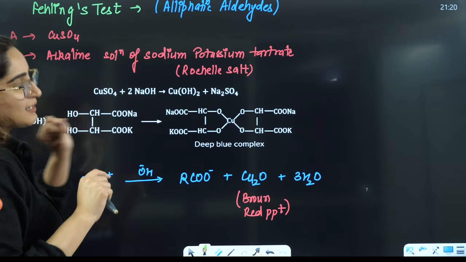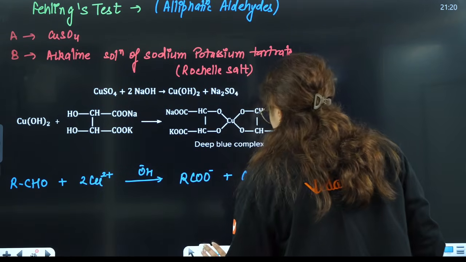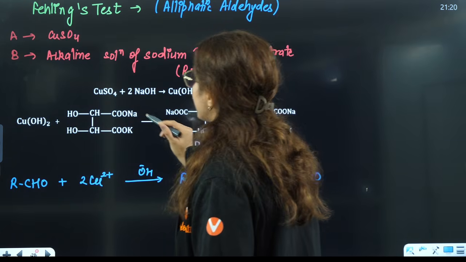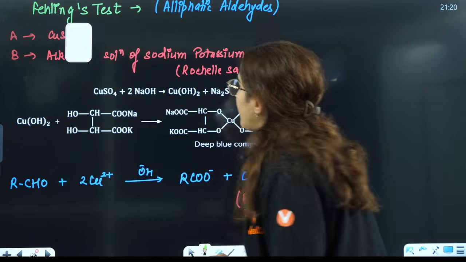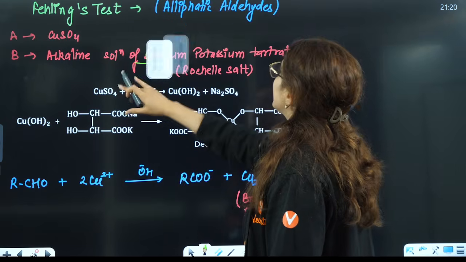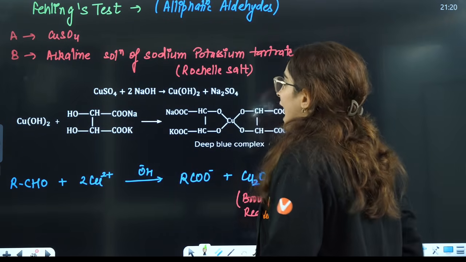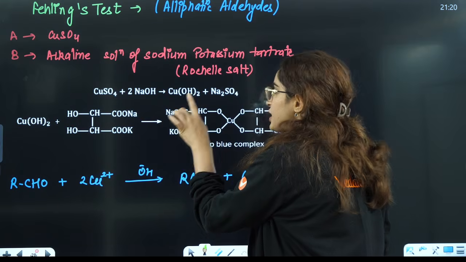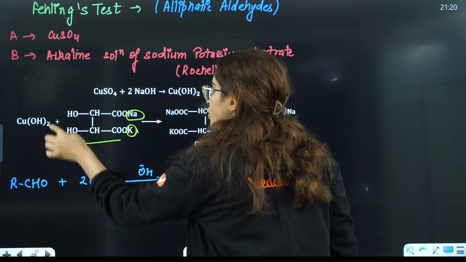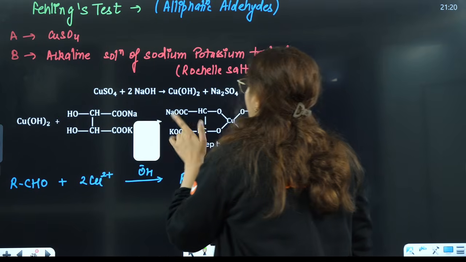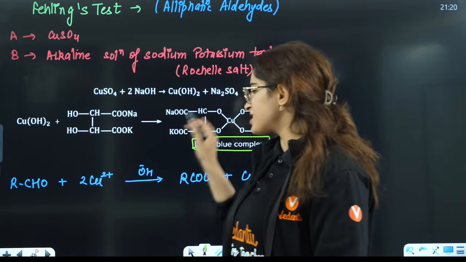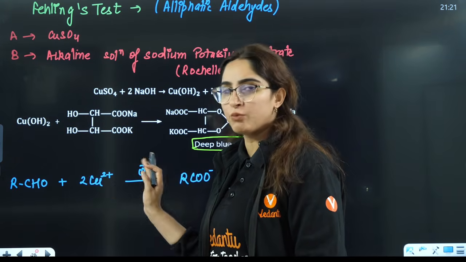Now, next is Fehling's test. In Fehling's test, you have Fehling A and Fehling B solution, right? Fehling A solution is what, everybody? Fehling A solution is CuSO4, right? And what about Fehling B solution? Alkaline solution of sodium potassium tartrate. That is also called Rochelle salt. And here CuSO4 will react with NaOH to give Cu(OH)2, which reacts with sodium potassium tartrate, and that will give a deep blue colored complex. We just represent it by Cu2+, the deep blue colored complex.